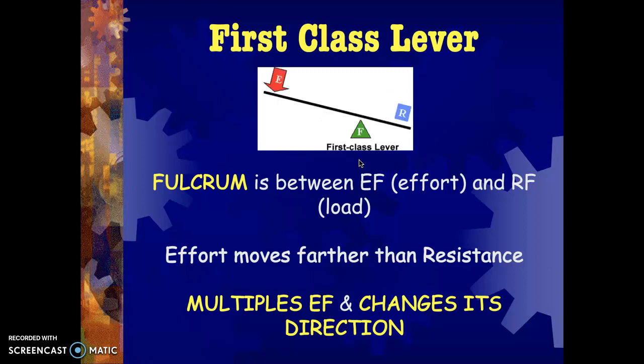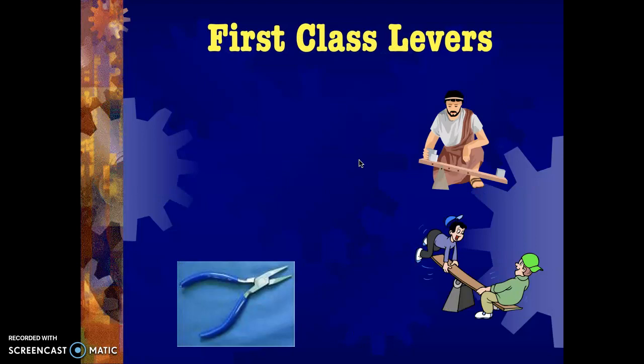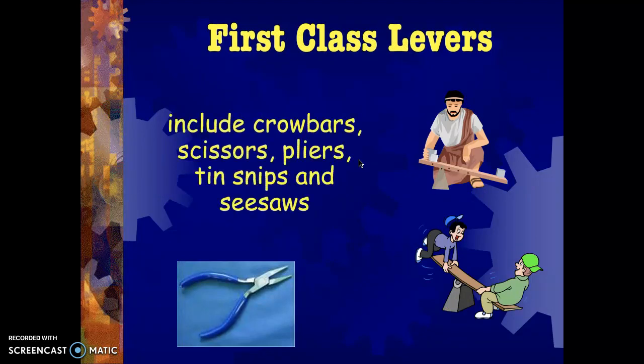That allows you to use less force. So we multiply the effort force. We change the direction. That's the advantage. However, we do have to pull over a longer distance. Examples of these types of levers in everyday life include crowbars, scissors, pliers, tin snips, and seesaws, what we commonly call teeter-totters.